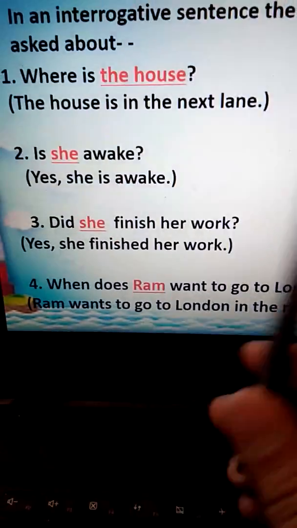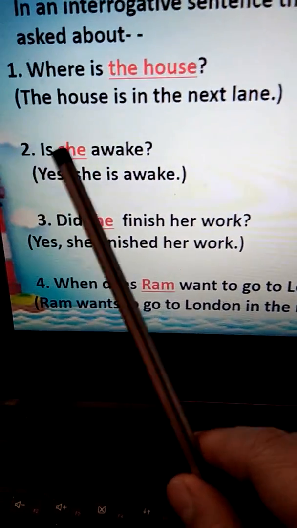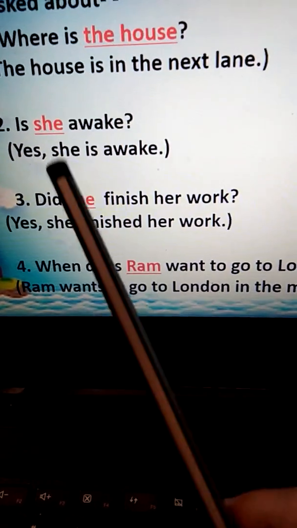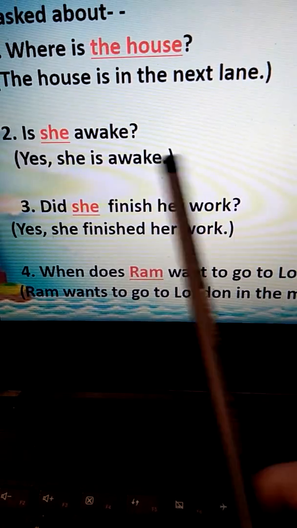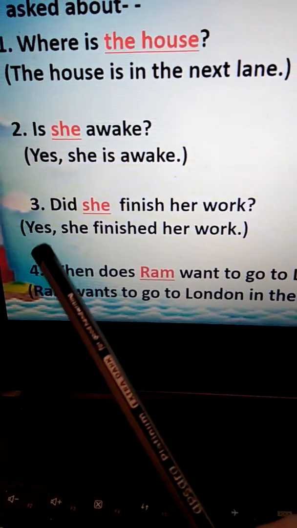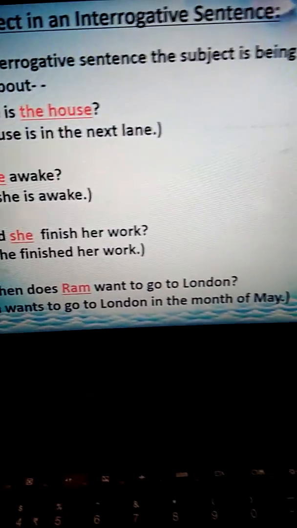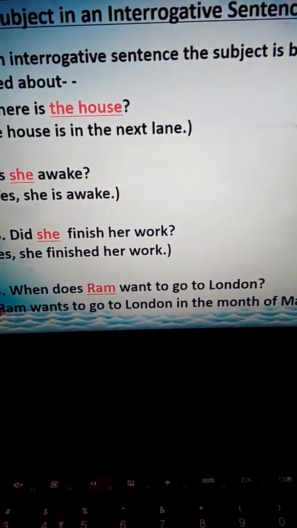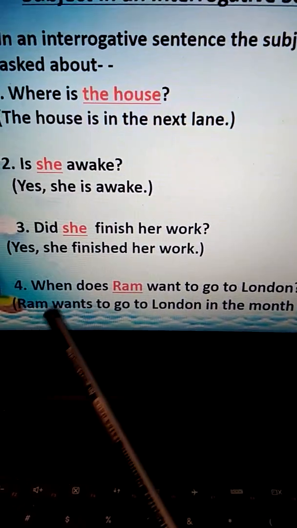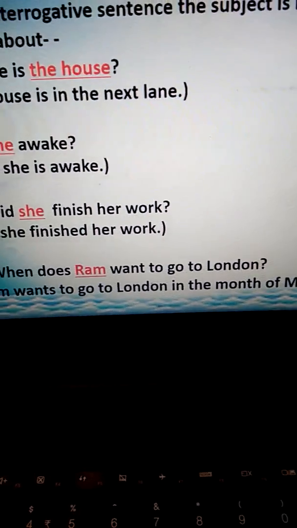Is she awake? About whom are we asking? She. Right? So, she is the subject. Yes, she is awake. No, she is not awake. She is sleeping. Clear? Did she finish her work? Who finished her work? She. So she is the subject. Yes, she finished her work. When does Ram want to go to London? So who wants to go to London? Ram wants to go to London. So Ram is the subject. Ram wants to go to London in the month of May. Clear, children?